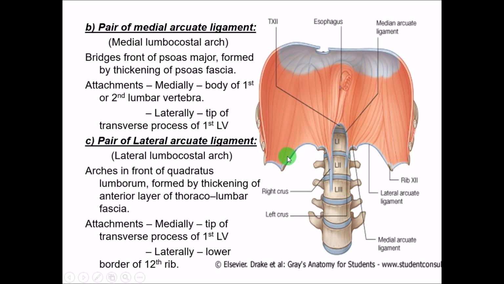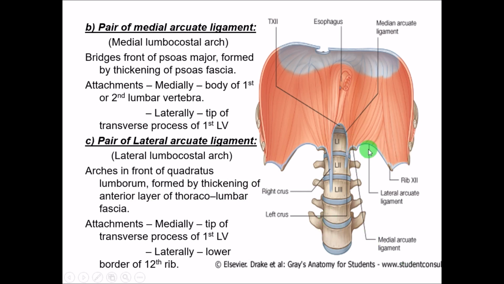Beside that there is a larger one. This is called the lateral arcuate ligament. On the lateral side there is the lateral arcuate ligament. This is also paired and is called the lateral lumbocostal arch. The arch is in front of the quadratus lumborum. So here was the psoas major muscle, and beside that will be the quadratus lumborum. This arch will be covering the quadratus lumborum, and it is formed by thickening of the anterior layer of the thoracolumbar fascia.